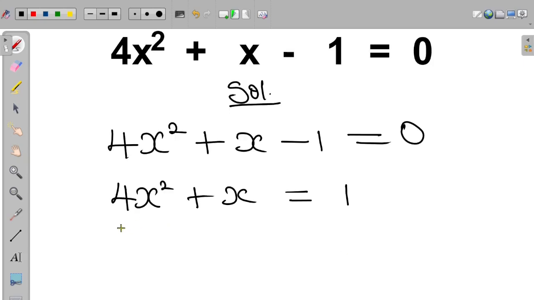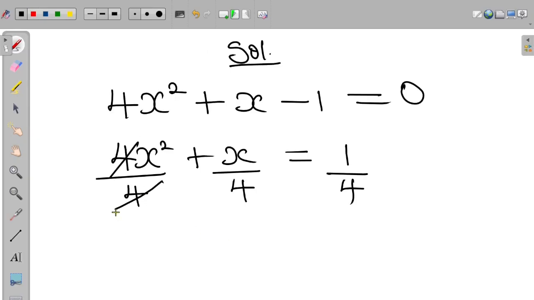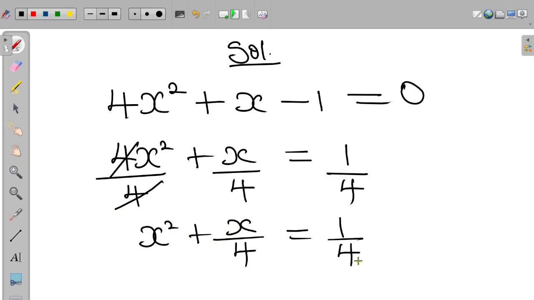Now, the next step is that we divide the equation by the coefficient of x squared, which is 4. So 4 can cancel out 4. We are left with x squared plus x divided by 4 is equal to 1 divided by 4.